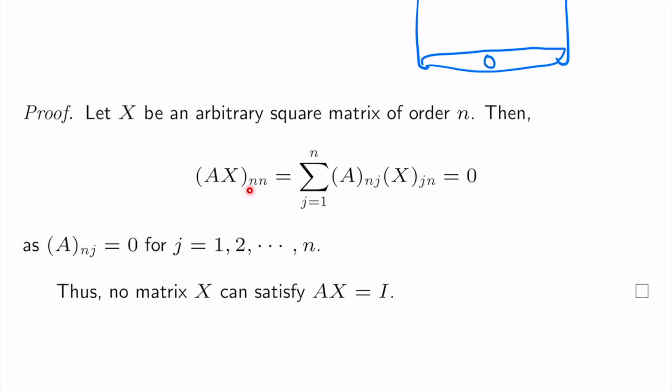So the nn element of AX is 0. So this matrix cannot be equal to the identity matrix, because of course the nn element of I, the identity matrix, is 1. So no matrix X can satisfy this equality. Therefore, the inverse of A cannot exist. And we are done.